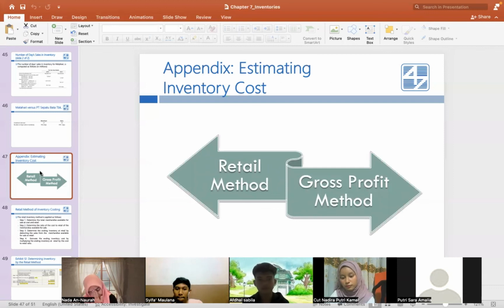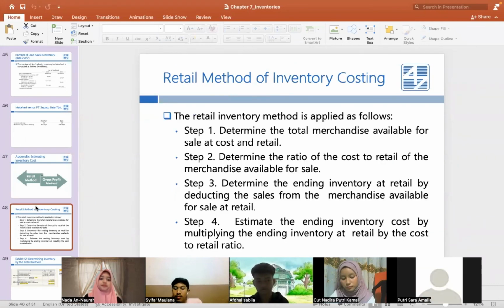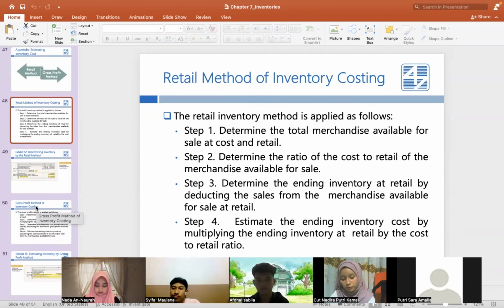For estimating inventory cost, we have two methods, the retail method and the gross profit method. Next. Retail method of inventory costing, we have 4 steps to estimate inventory cost with the retail method. Retail method means eceran, a step using the retail approach. That's usually used by supermarkets. Next.